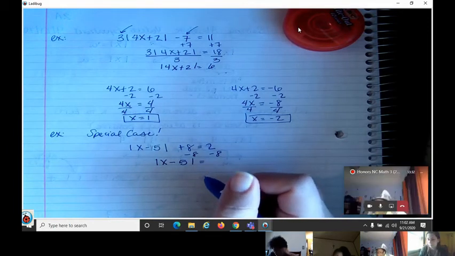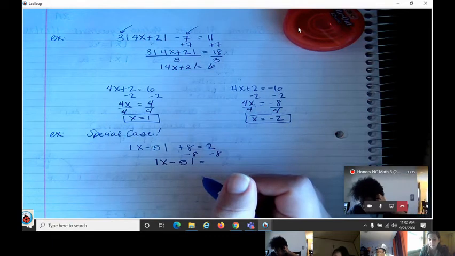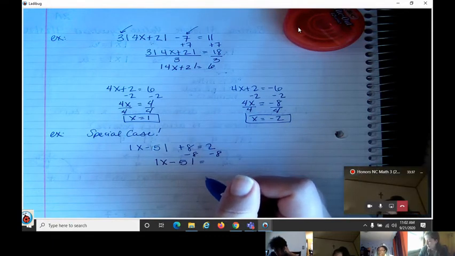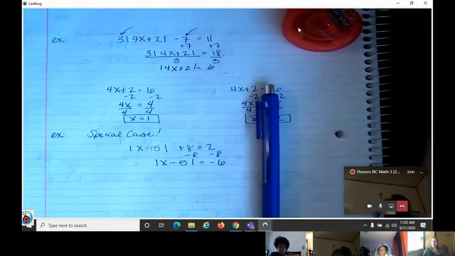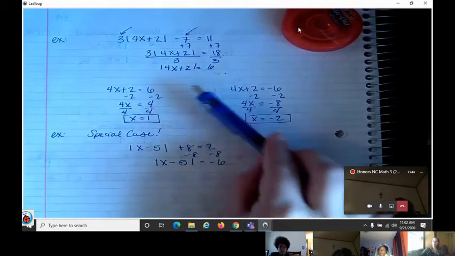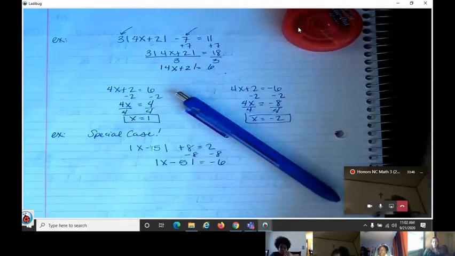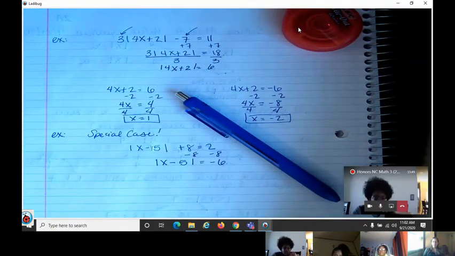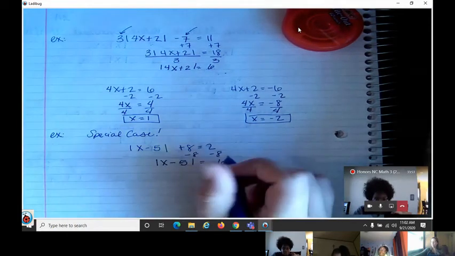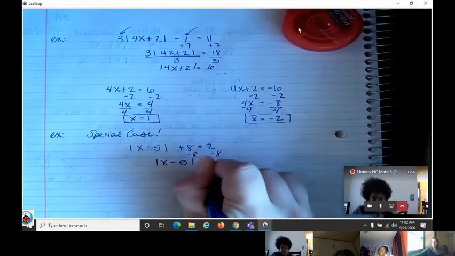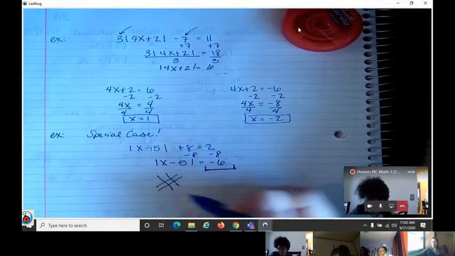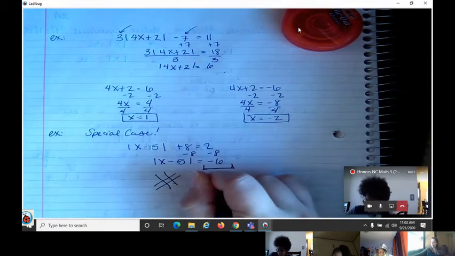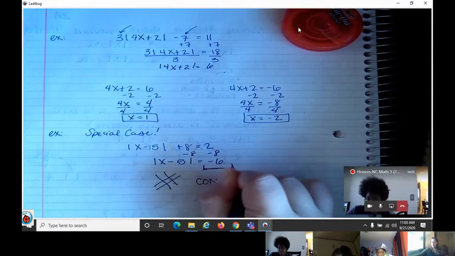Brandy? Negative 6. Perfect. Now, I'm going to just sit here for a minute. Does anybody see anything wrong with this? It's a negative. Yeah, the absolute value cannot be a negative. So this is the issue. Now, this symbol here, like a sideways hashtag, means contradiction. We have a contradiction.